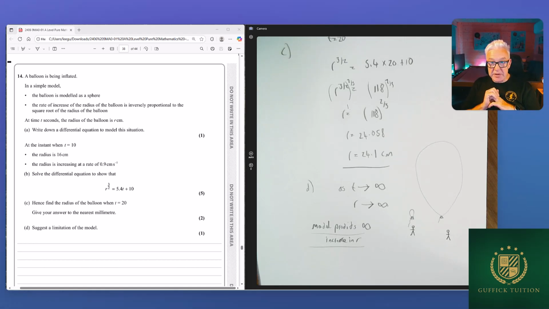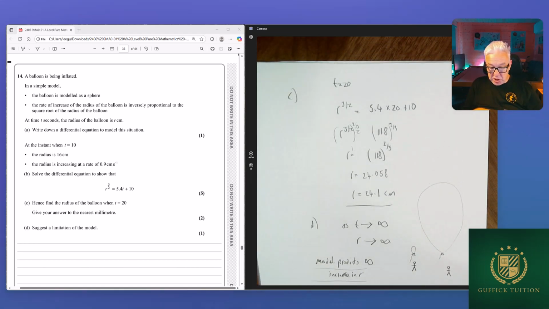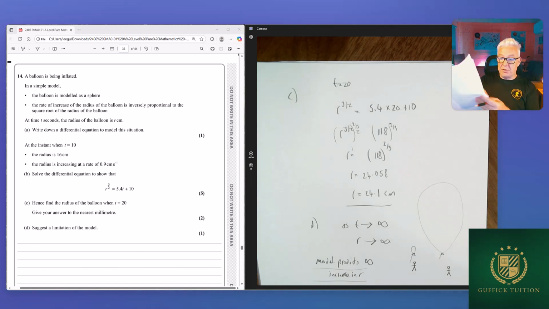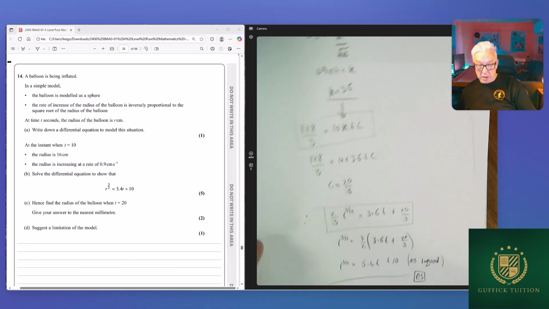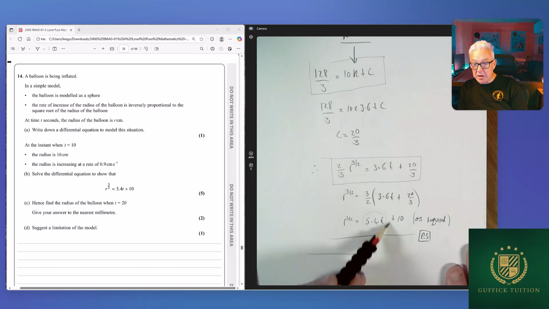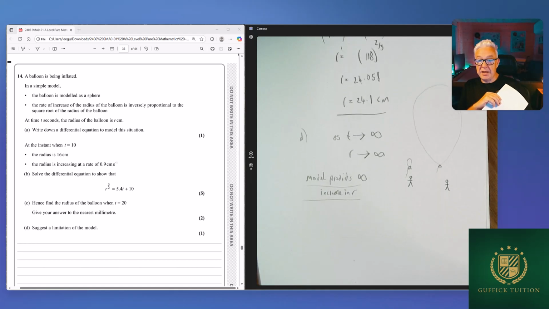Okay, suggest a limitation of our model. Let's go back to the equation. If I just find the piece of paper I've just thrown on the floor. Yeah, here's our model. What this model suggests is that as time increases, the radius is just going to increase and increase and increase, which is not really very realistic. So this model predicts the infinite growth of the radius. And that's not realistic because the balloon is probably in real life going to burst when it gets beyond a certain point. So that's our limitation of the model.